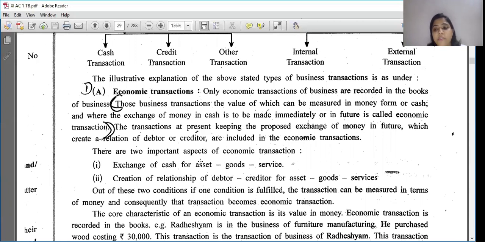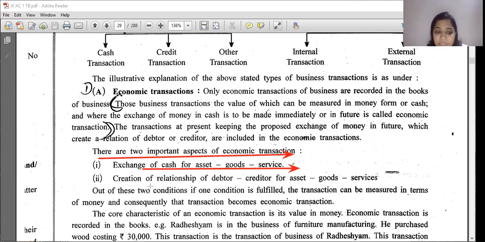There are two important aspects of economic transaction. What are they? Exchange of cash for assets, goods or services. Suppose you are taking a mobile phone service. So what are you paying? You are paying the amount of that service, right? 399, 299, whatever the plan is. But cash is given, and what is availed by you? Service. Creation of relationship of debtor or creditor for asset, goods or service.